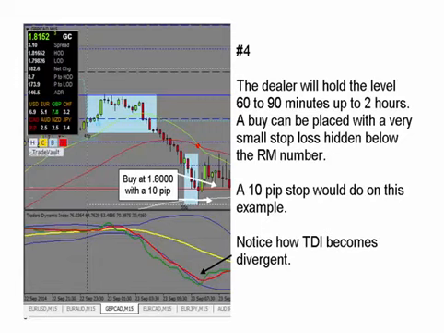The dealer then holds the level for 60 to 90 minutes, up to 2 hours. A buy can be placed with a very small stop loss hidden below the Rock Manager quarters theory number. Again, you can notice how the TDI becomes divergent. TDI was out of the band, and then it cycled back up. And this is one of the major trade triggers, along with the time of the day, that you can use to identify these trade setups.